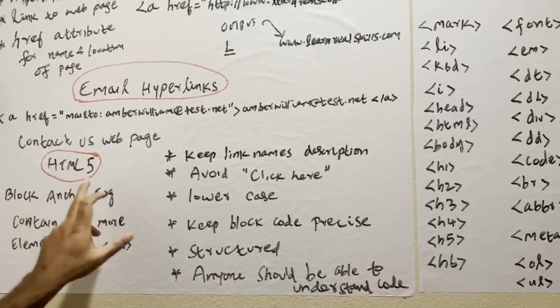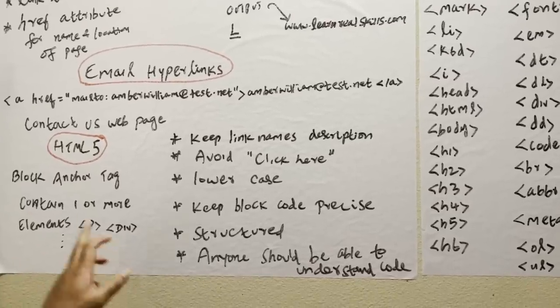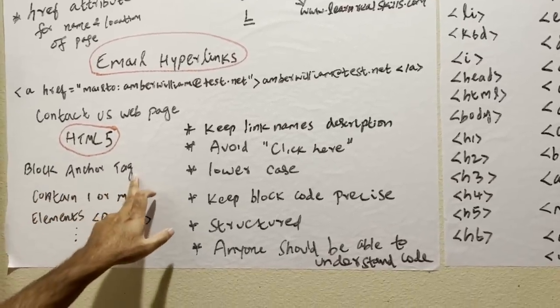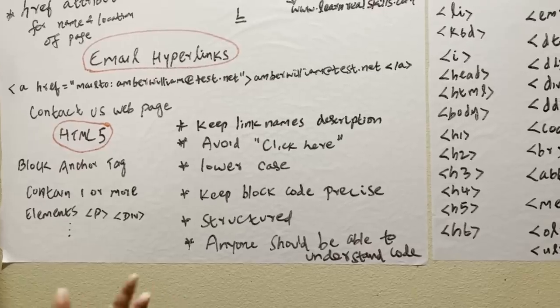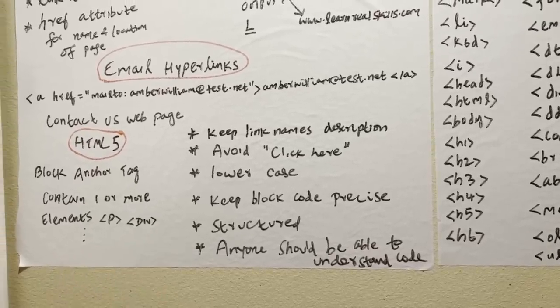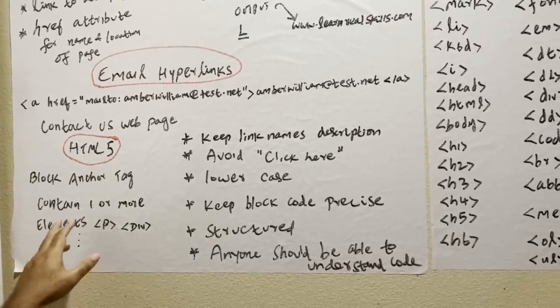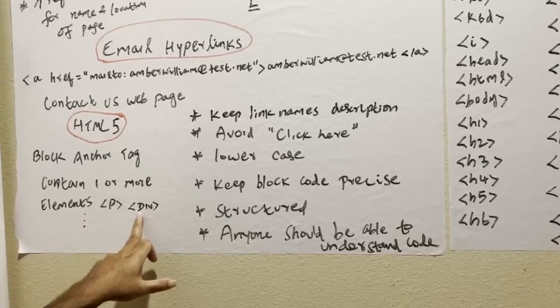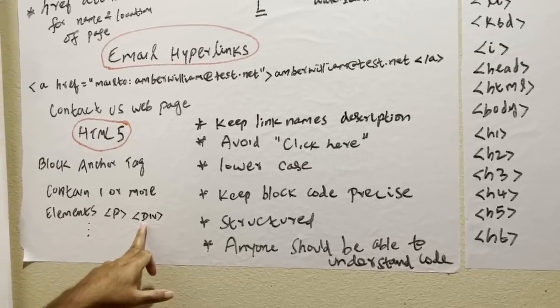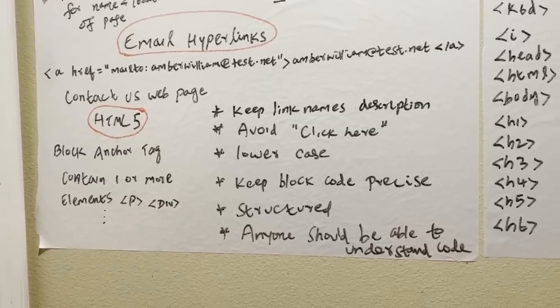In HTML5, there's a new tag called the block anchor tag. It's very powerful. So when I talk about HTML, I'm trying to give you some new things available for you to program. It can contain one or more elements, such as paragraph elements and div, division. It's also a paragraph block structure element.